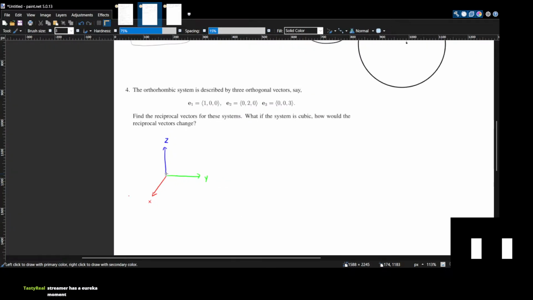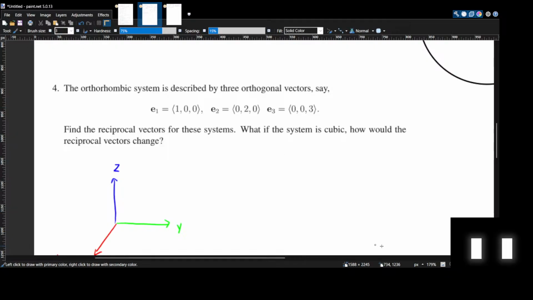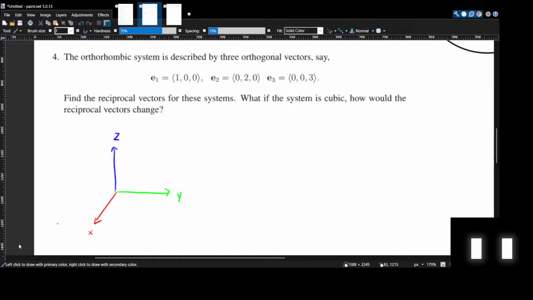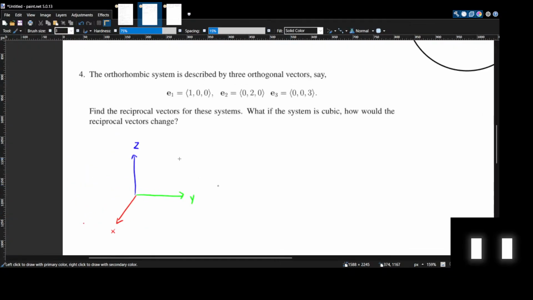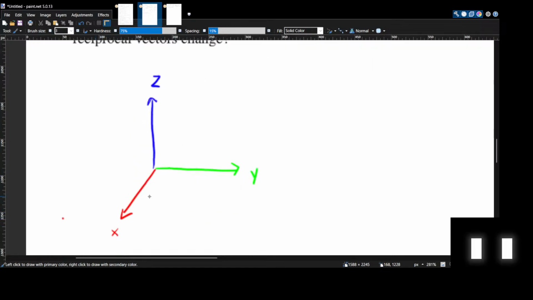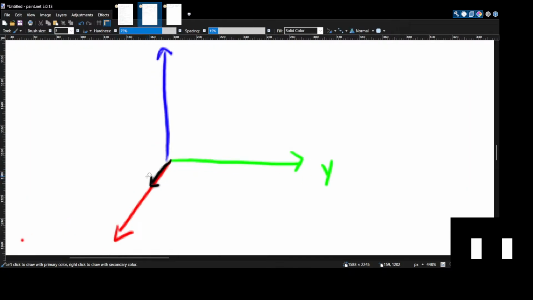Okay, so the orthorhombic system is described by these three orthogonal vectors. This means E1 is this. E2 goes along here for 2 units. And E3 goes up here for 3 units.